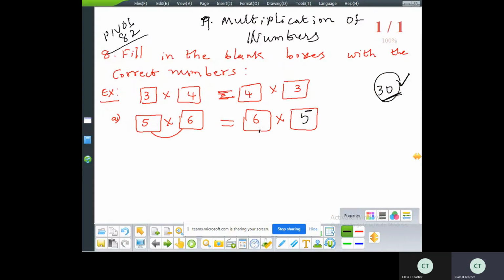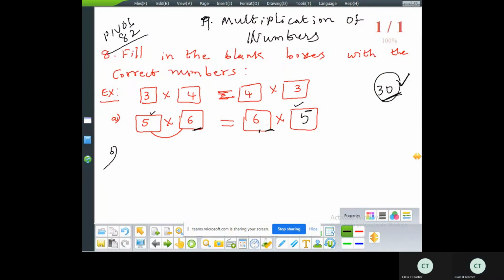6 5s are 30. From the left side, 5 is there, 6 is there. Right side also 6 and 5. Here 6, here 6. And here 5 and here 5. 5 6s are 30, 6 5s are 30. Now question B.